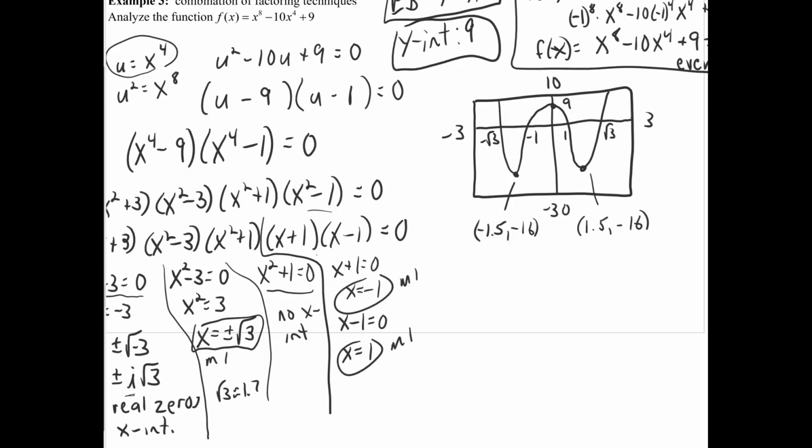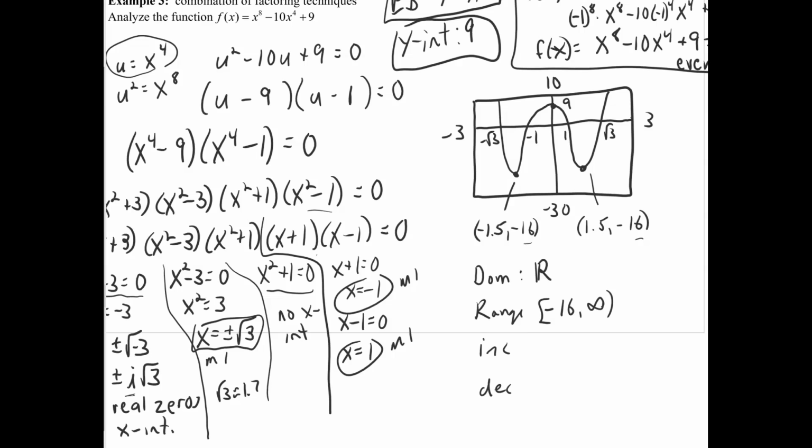We have pretty much everything in our analysis except those last steps: domain, range, increasing intervals, and decreasing intervals. So the domain, because this is a polynomial function, is all real numbers. The range, we can see that the lowest y values are negative 16 in both of these places, and it goes up to infinity. So the range is negative 16 to infinity, including the negative 16.